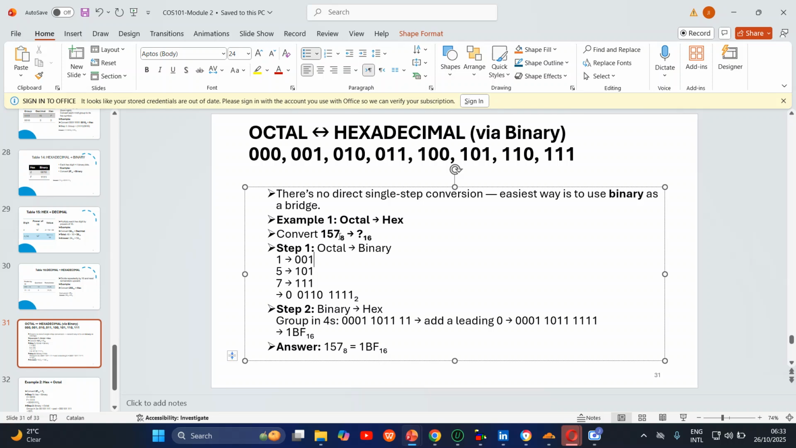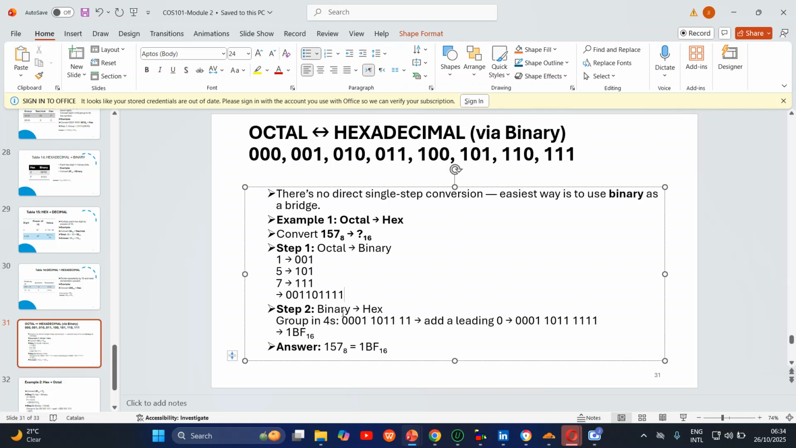The first thing we need to do is to convert this to binary. So 1 is 001, then 5 is 101, then 7 is 111. If you concatenate them together, we have 001 101 111.